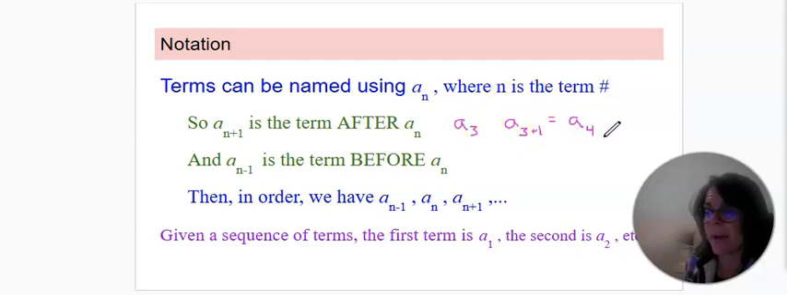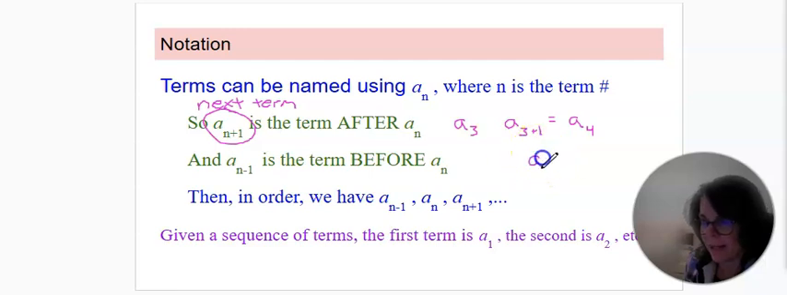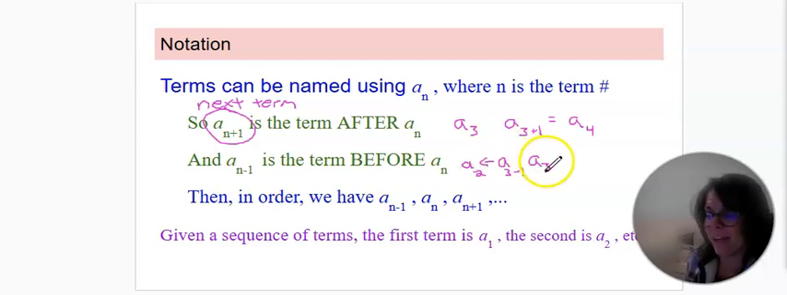And isn't that the term after a sub 3? So all this is saying is the next term. In the same respect, a sub n minus 1, that's just the term before a sub n. Think about it again. If you're given a sub 3, a sub n minus 1 is 3 minus 1. That's a sub 2. And isn't that the term before a sub 3?